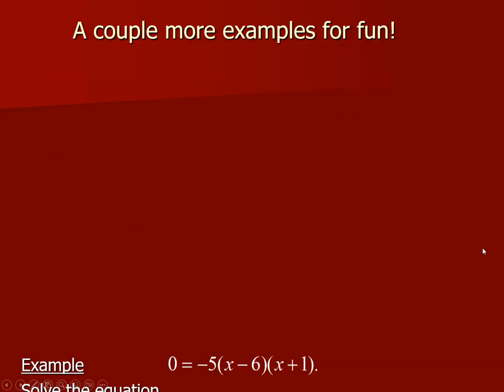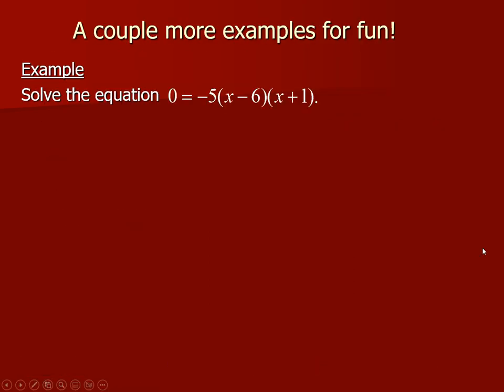This is easy. What x values can make this equation 0? What x value makes this bracket 0? 6. What about this one? -1. That's it. This -5 doesn't affect what's going on here. The -5 can't be 0. X's can make things 0, but -5s can't make things 0. So I've still only got these two things to deal with.